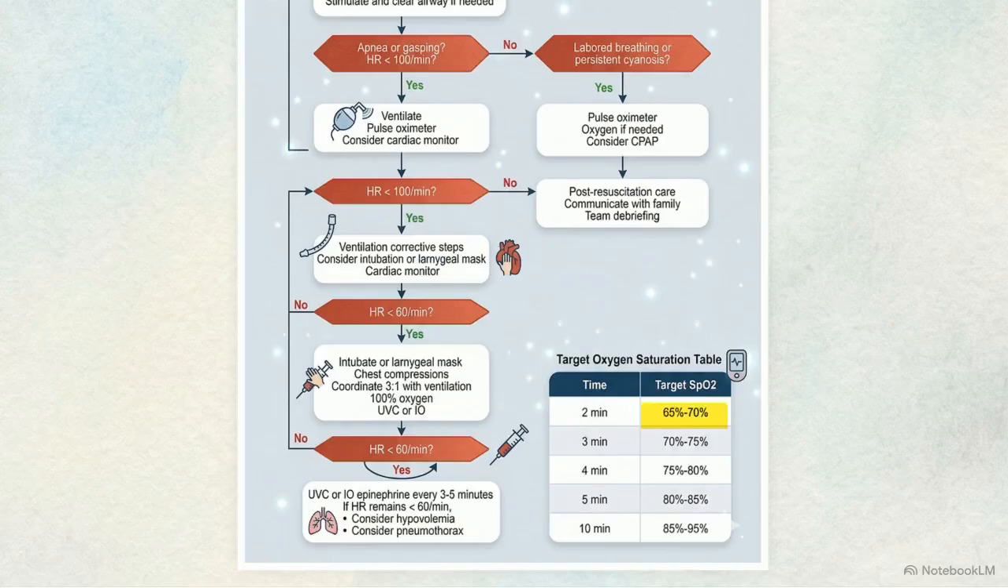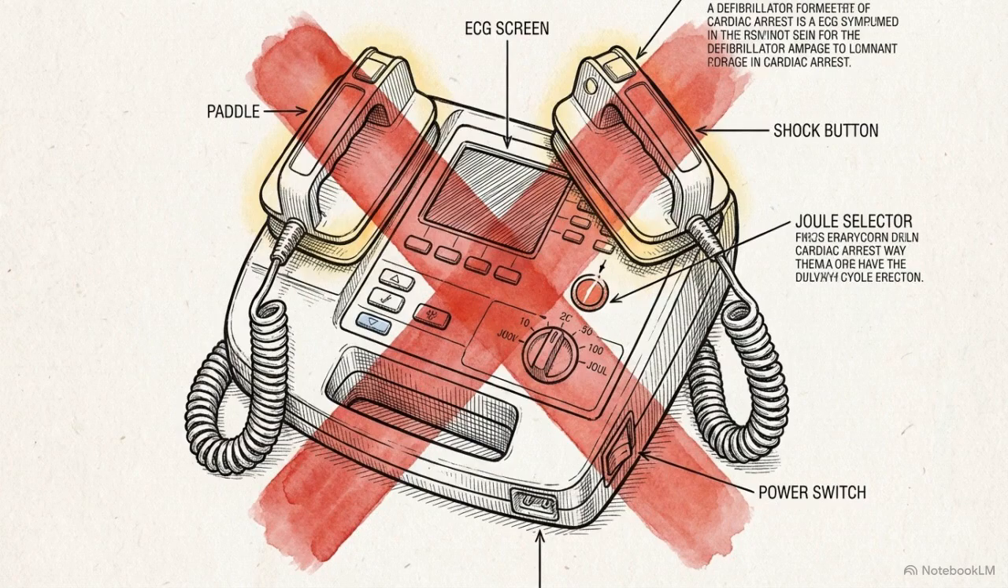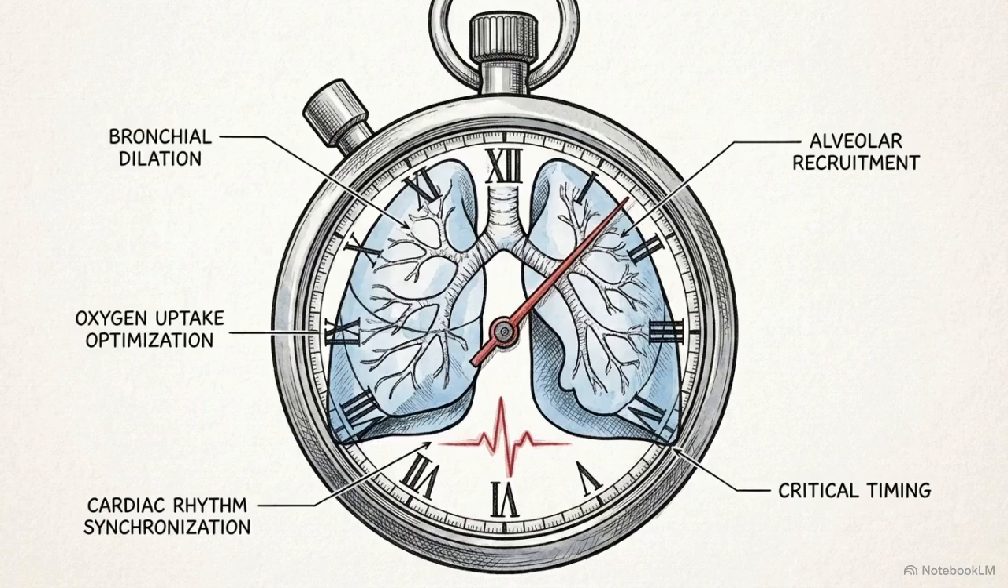This target oxygen saturation table shows a newborn is naturally hypoxic at birth, taking 10 full minutes to reach normal oxygen levels. Forcing pure oxygen immediately causes cellular injury. We must titrate to these exact physiological targets. The baseline objective of neonatal resuscitation is not to shock a stopped heart. It is to mechanically optimize a failing respiratory transition over a highly unforgiving timeline.